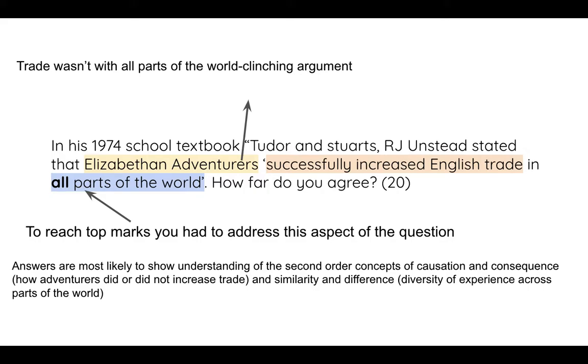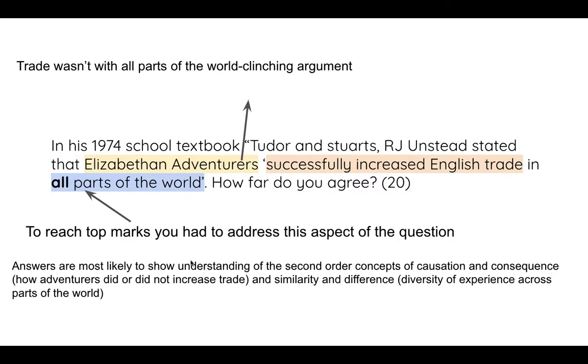So to reach top marks on this question, you had to address this aspect here of English trade reaching all parts of the world. And remember that trade wasn't with all parts of the world, and this could form a part of your clinching argument. Right, so we're successful in some parts of the world, so in the East to a certain extent. However, over to America, trade links were not successful.